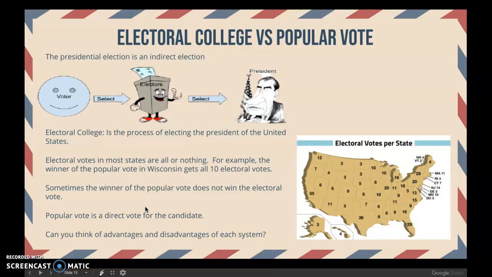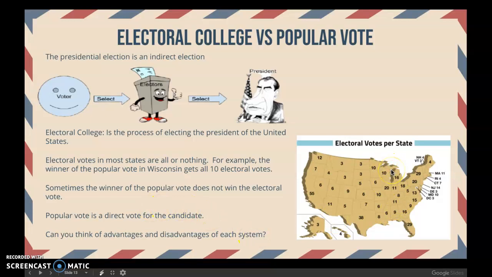And then we get to the actual election. Our presidential election is an indirect election. That means we as voters don't directly select the president. On the ballot we choose the person we want to be president, but that vote then selects the electors. Electors are chosen for each state, and those electors will submit their votes for the president, and they represent the choices of the state.